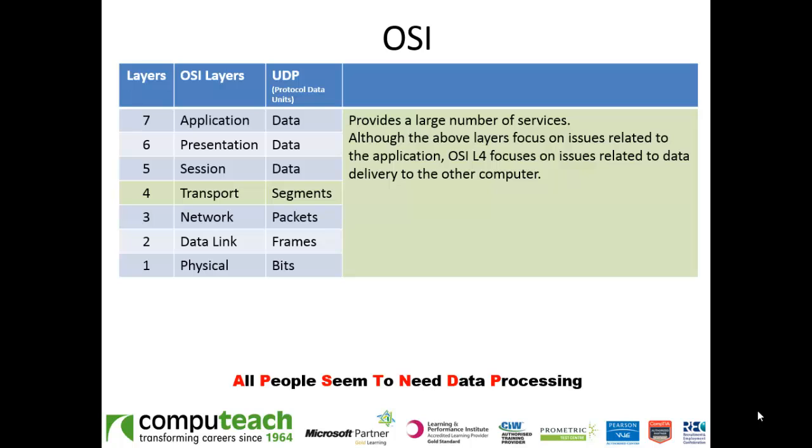The transport layer provides a large number of services. Although the above layers focus on issues related to the application, the transport layer focuses on issues related to data delivery to the other computer. For example, TCP, which is defined as a transport layer service, performs segmentation of large application data blocks into smaller ones for transmission, and error recovery and reassembly of those blocks of data on the receiving computer will take place, making sure your web page or data is sent and received intact.